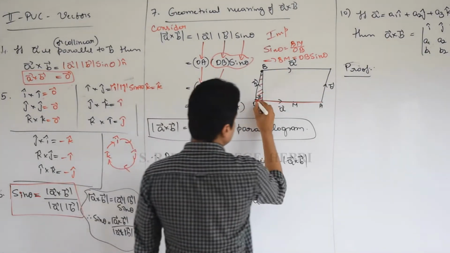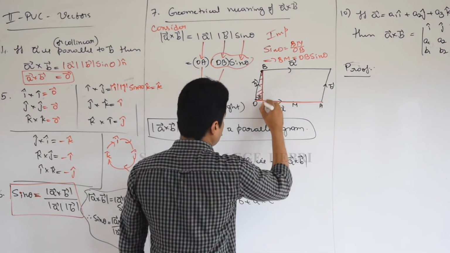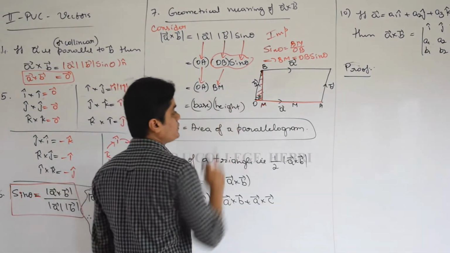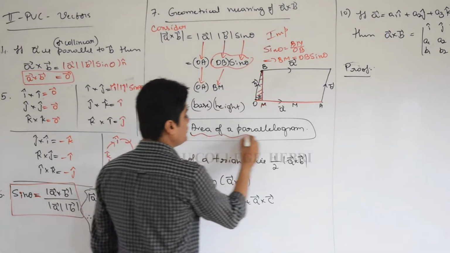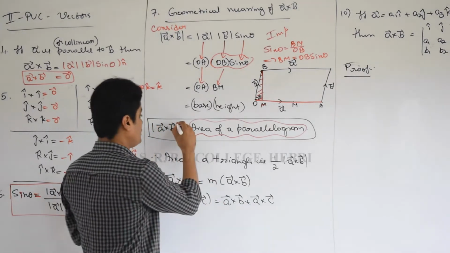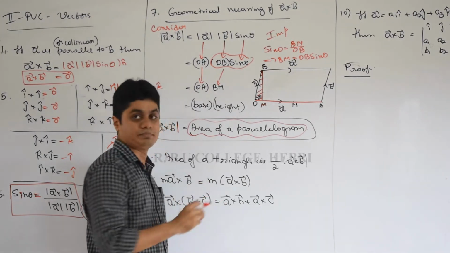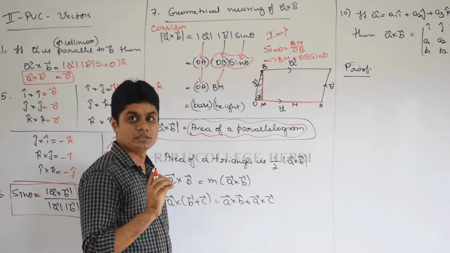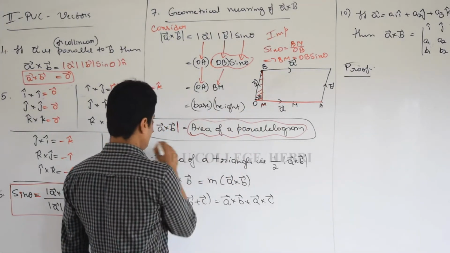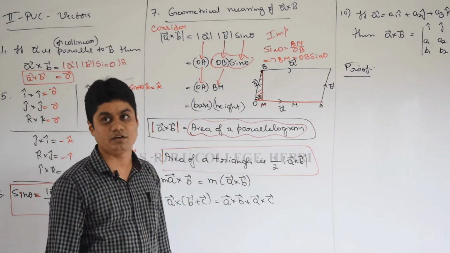Now OA will be considered as the base of the parallelogram, and BM will be considered as the height of the parallelogram. So what is base into height? For a parallelogram, base into height is nothing but the area of the parallelogram. So remember, the magnitude of vector a cross b represents the area of a parallelogram, because it is nothing but base into height. This is the geometric meaning of a cross b.